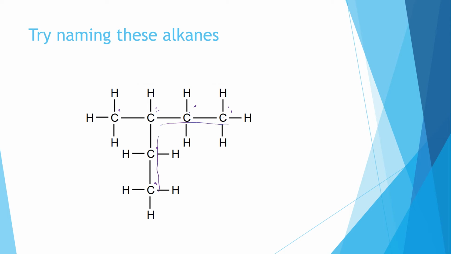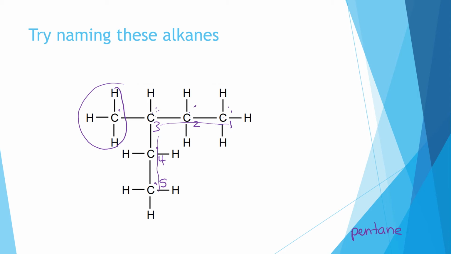If you start 1, 2, 3, then this will be on carbon number 3. And if you start this way, 1, 2, 3, it's on carbon number 3. So it doesn't matter. So 1, 2, 3, 4, 5. So it is a pent, is the parent name, and it's pentane because it's single bonded.